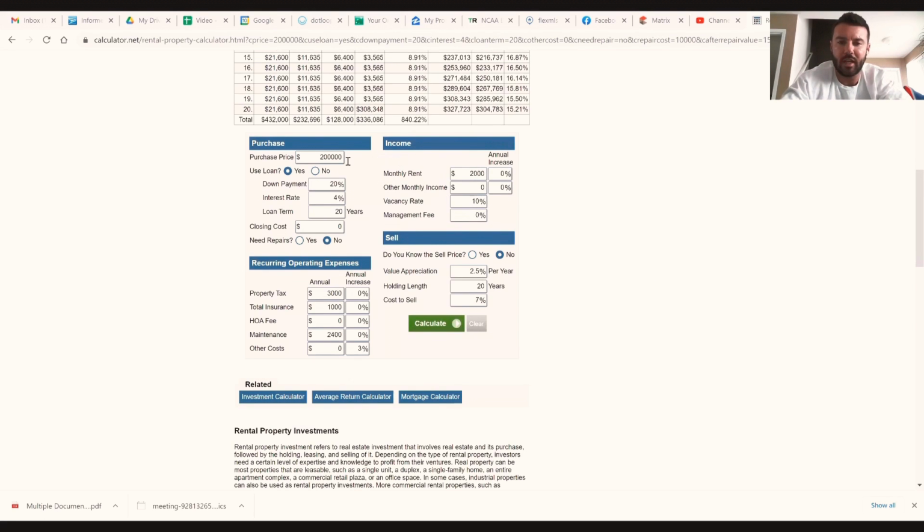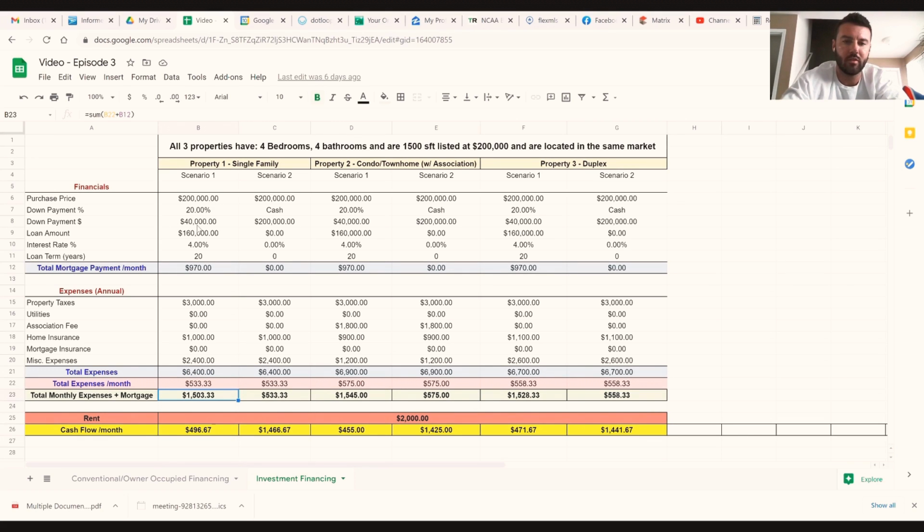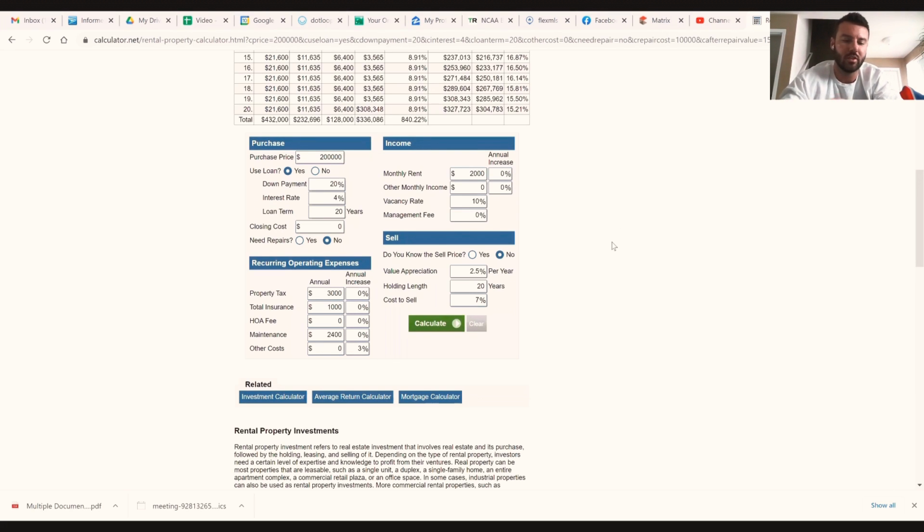So I plugged these exact numbers from this Excel sheet: $200,000, 20%, 4% interest rate, 20 years, 3,000 property taxes, home insurance 1,000, miscellaneous expenses 2,400. I input this into this awesome calculator that I like to use, calculator.net. But you can see these exact values are used in this calculator. So you'll notice that I kept these annual increase percentages at 0. This is not true. I just wanted to keep this simple.